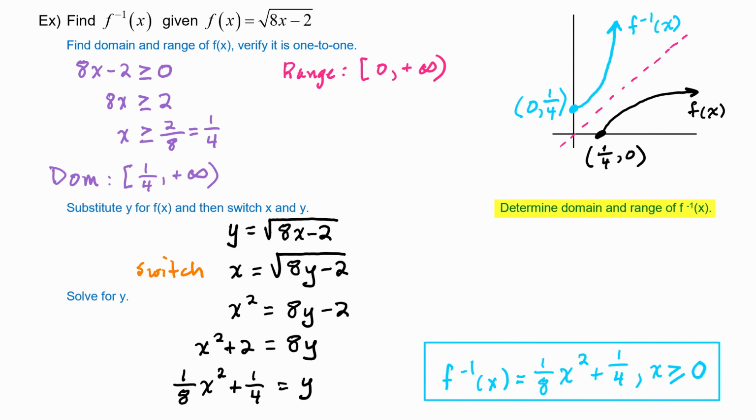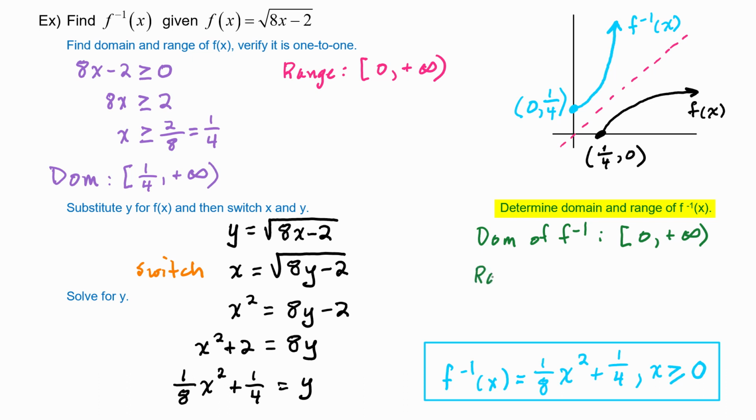Now we have to determine the domain and range of f inverse of x. Notice that when we defined f inverse, we had to put a restriction on the domain so that the graph would be 1 to 1. So we already know that our domain of f inverse is from 0 to positive infinity. And we verify that that's what we see on the graph. It starts at x equals 0 and goes forever in the positive direction.